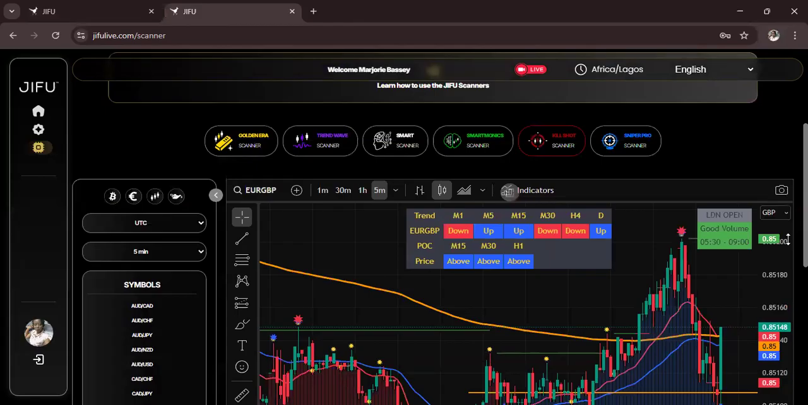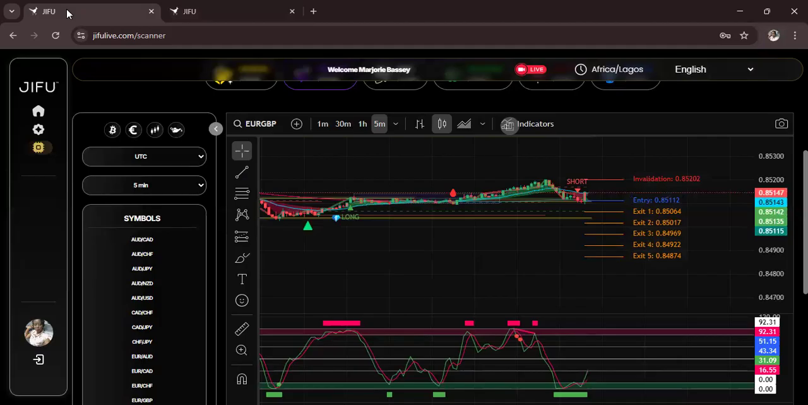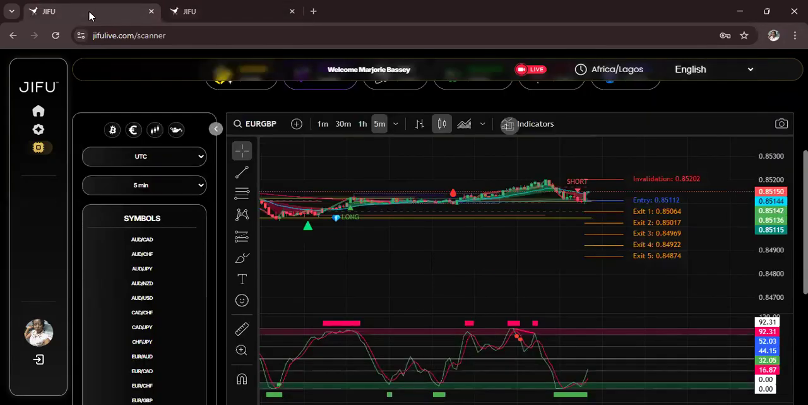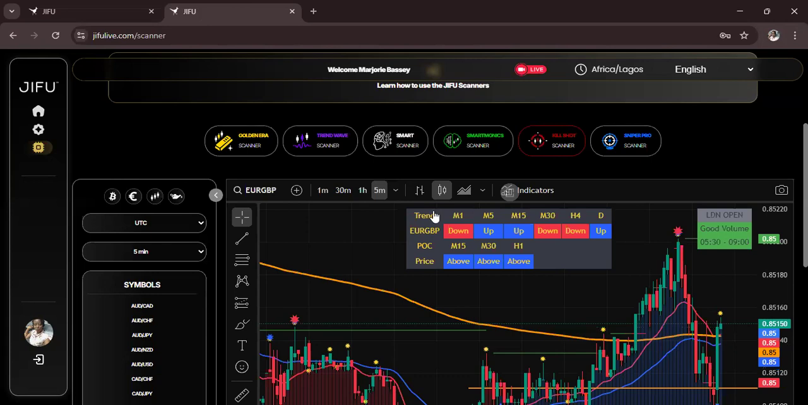So can someone tell me, this Euro GBP, Trend Wave is saying a sell, and then look at what is on Kill Shot. So can we sell this trade or not? Can we sell this market? Trend Wave says a sell, and then Kill Shot gives these indicators. So can we sell this market?